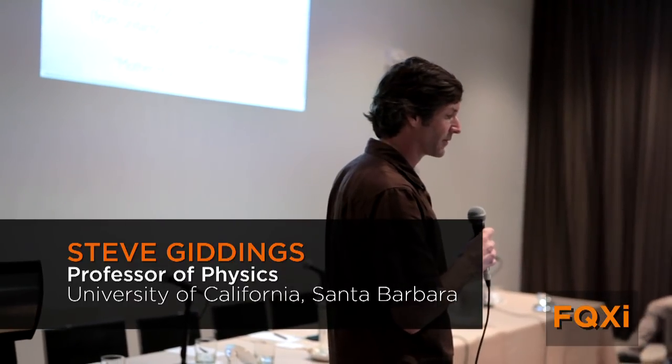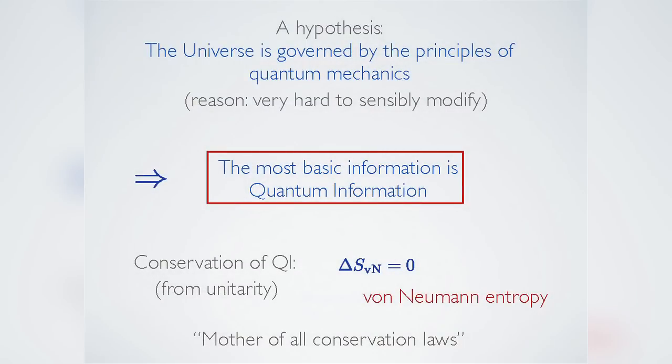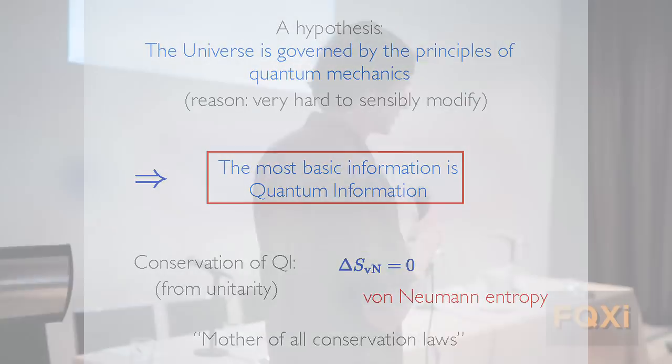I'm not sure what exactly will be controversial here, but I'm going to start with a hypothesis that the universe is governed by the principles of quantum mechanics. The reason for that is, although people try to modify quantum mechanics, it's very hard to sensibly do so. And so that's what I'll take as a starting point. And from that, I will make the statement that the most basic information is quantum information.